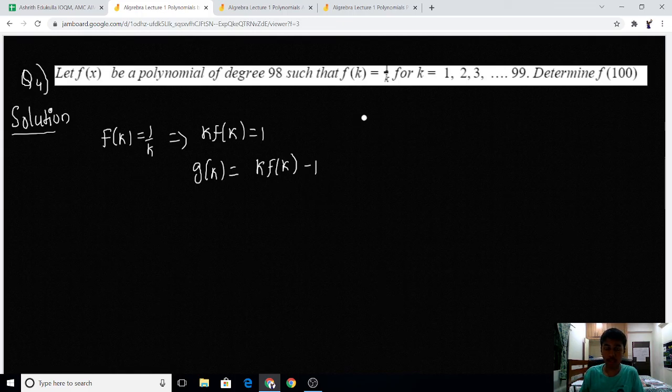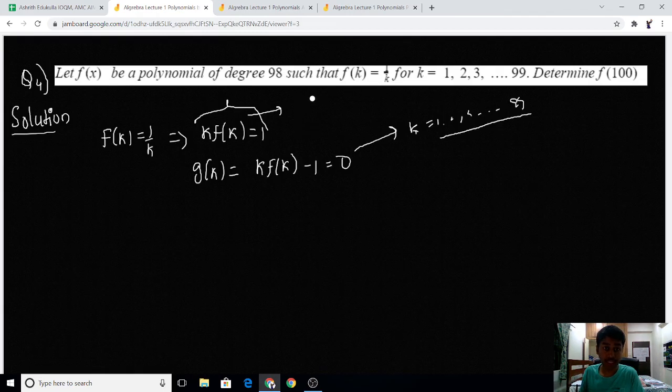Whenever you put k equals 1, 2, 3, up to 99, this will satisfy, and this is equal to 0. This will only be satisfied when k equals 1, 2, 3 up to 99. So this implies that 1, 2, 3 up to 99 are the roots. They have given f of k as degree 98, but for k into f of k, the degree will be one more.